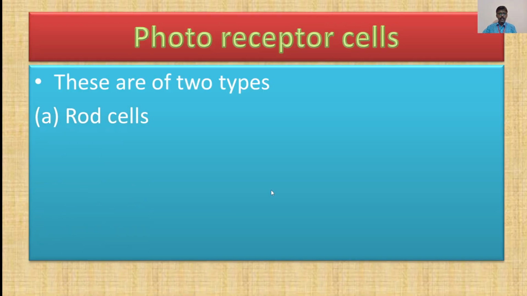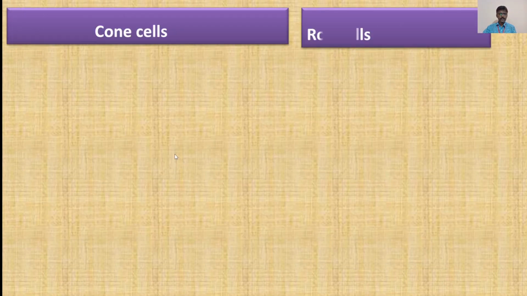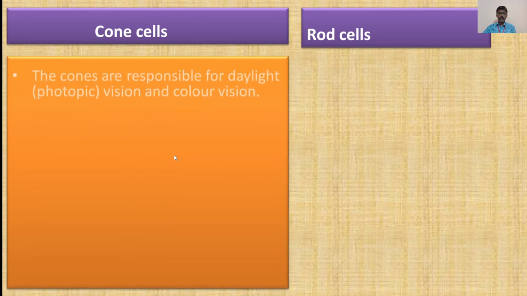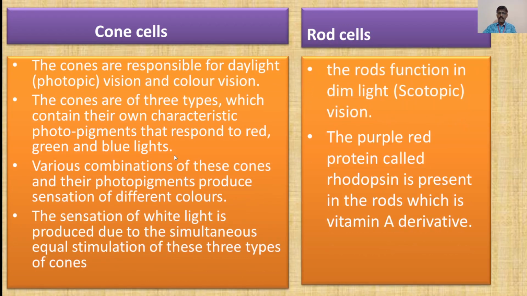Now moving towards the next part, the photoreceptor cells. Now when we talk about the eye, it is concerned with the sense of vision. So there are photoreceptor cells and these are of two types. The first are the rod cells and the second are the cone cells. Now what is the difference or what is the description of these cone cells and rod cells? We will see in detail.